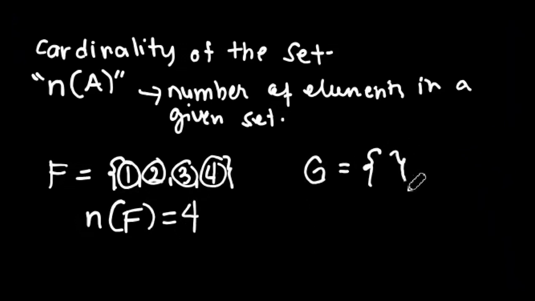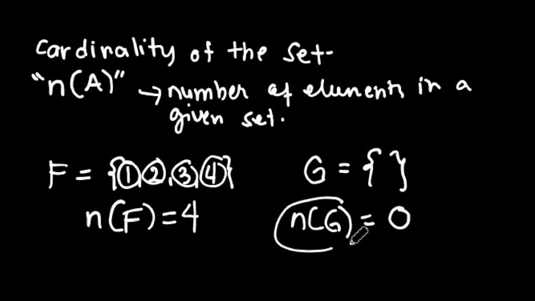Set G contains the empty set. Ibig sabihin ng empty set ay wala, no? Walang laman. So, what does it mean? Ilan cardinality ang meron sa set G? Ang set G has 0 elements. So, ibig sabihin, the cardinality of the set G is 0.